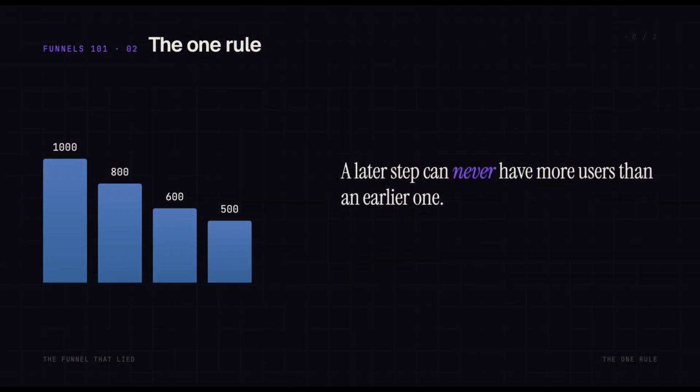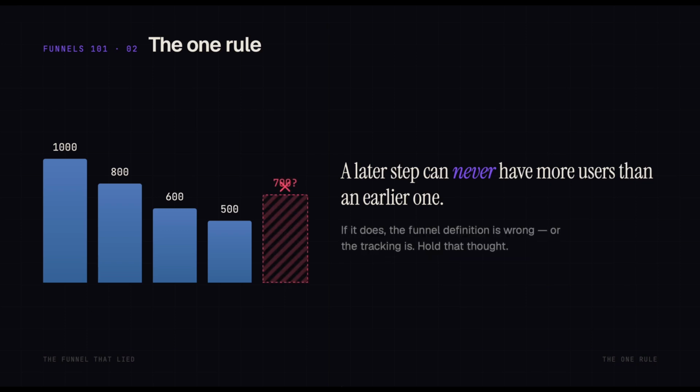And because we are tracking progression, there is one very important rule. Every next step must contain either the same or fewer users than the previous step. Usually it's fewer because some people will continue, some will leave. Nobody can magically appear later in the funnel. If step 4 has more users than step 3, something is wrong. Either the funnel definition is wrong or the implementation is wrong.